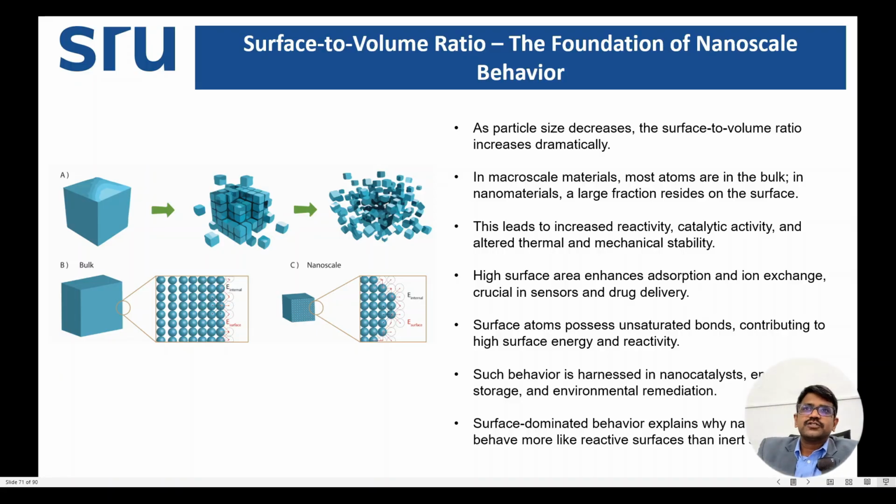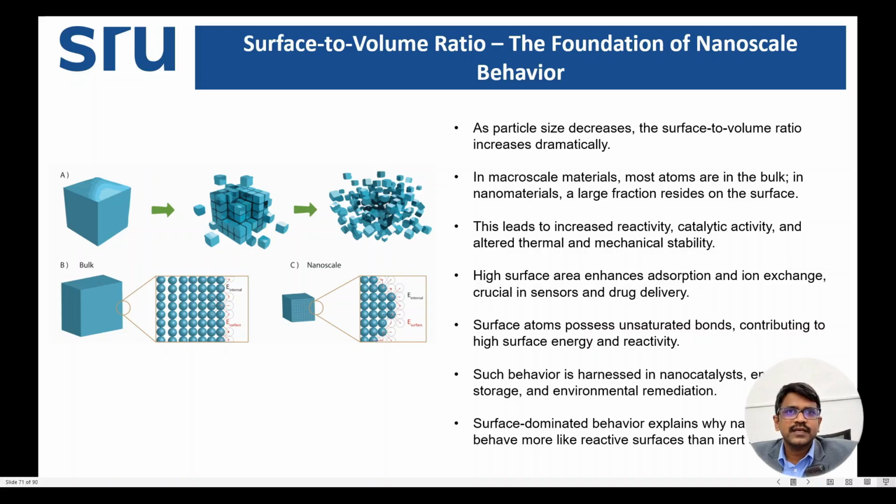Surface to volume ratio, the foundation of nanoscale behavior. See, if you see this one, it is a bulk material. Bulk material has less surface area. Why? Because if you take a bulk material, the surfaces are limited. So only less surface is exposed to the surrounding environment.